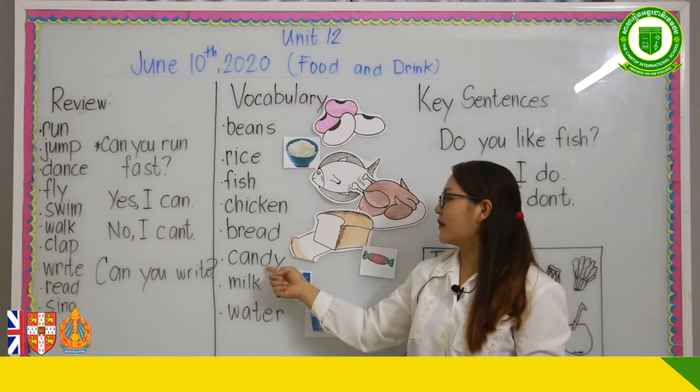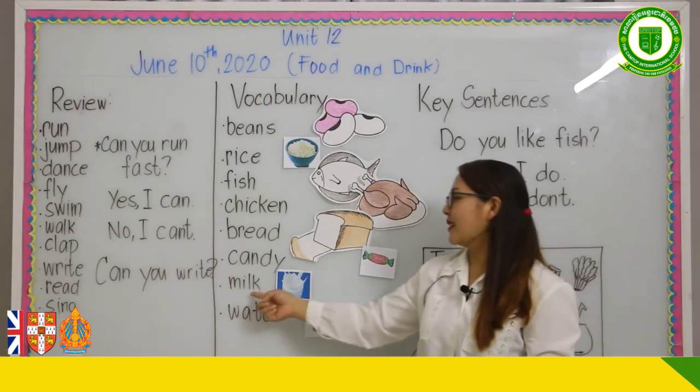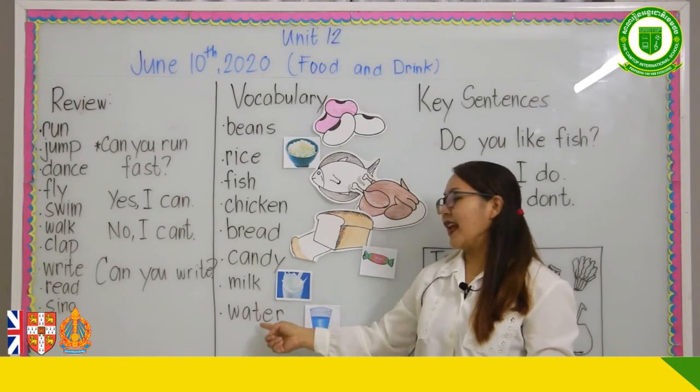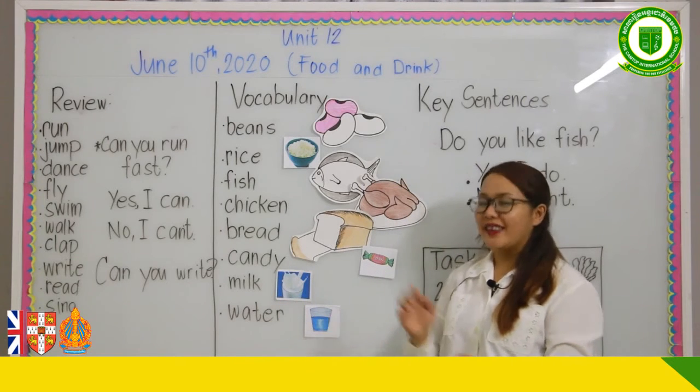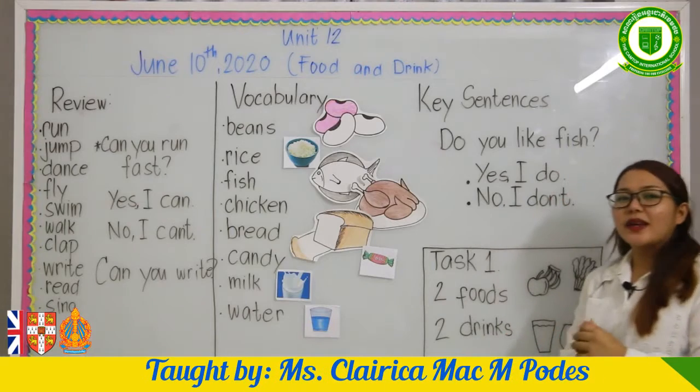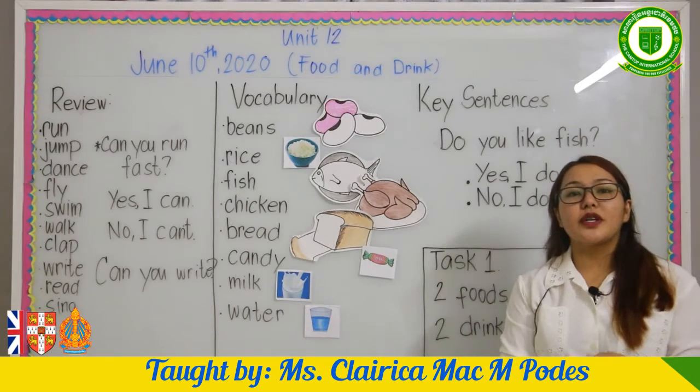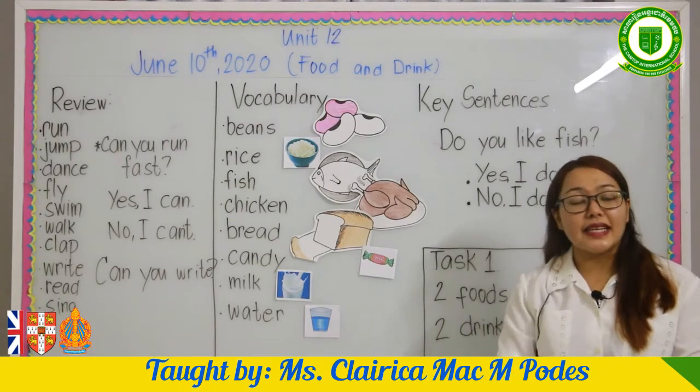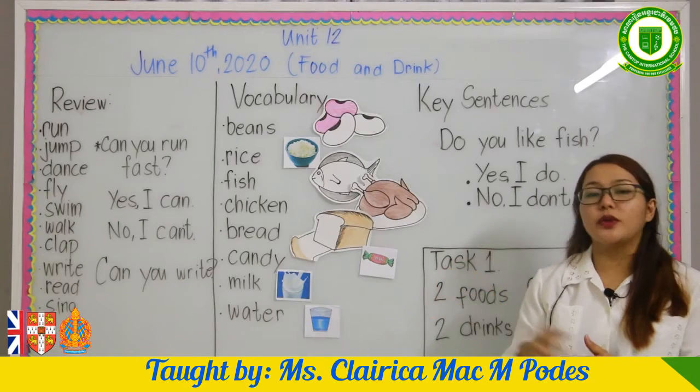Bread. Candy. Milk. And water. Okay, good. And we are also going to learn your key sentences, which is included in your book.